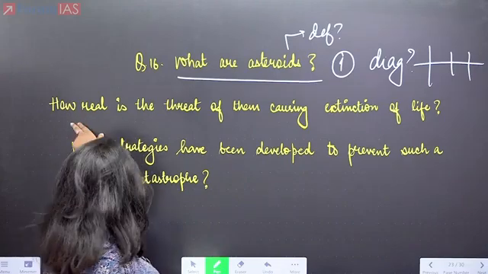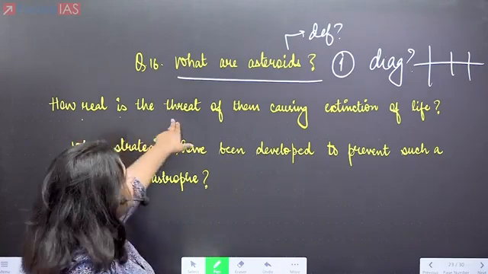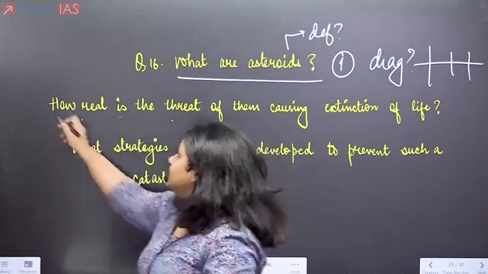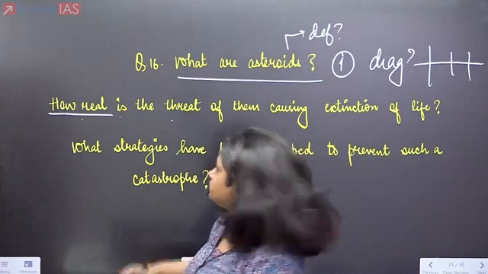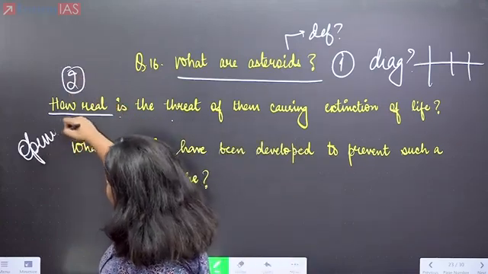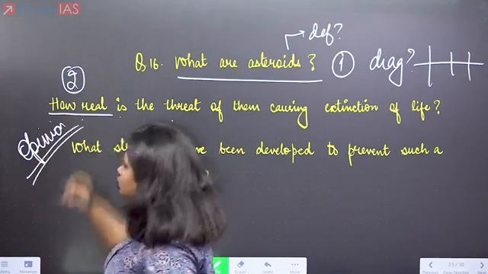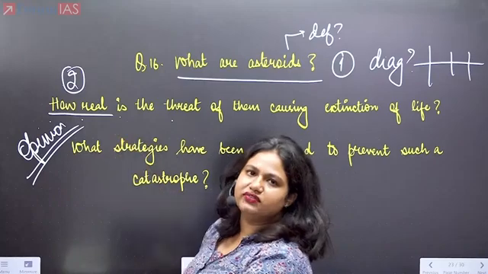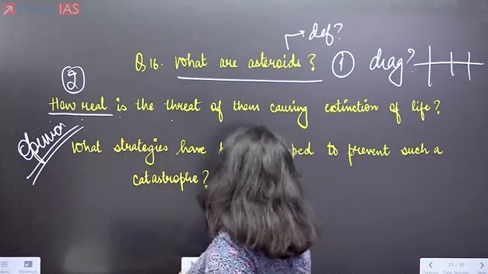Then the second part of the question is, how real is the threat of them causing extinction of life? How real means they're asking for your opinion, right? This is the opinion part in which you have to give a balanced opinion, right? They're essentially asking you, is it a real threat or is it a fictional threat? How real is it, right?